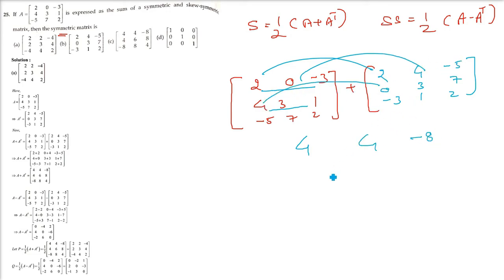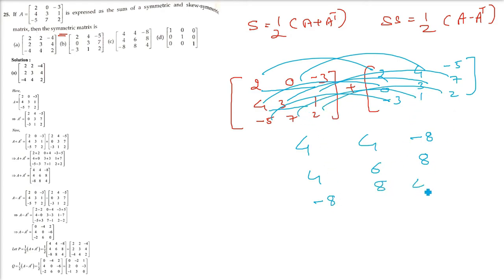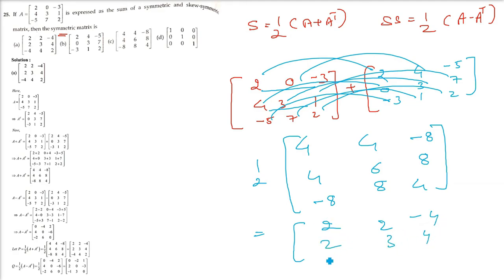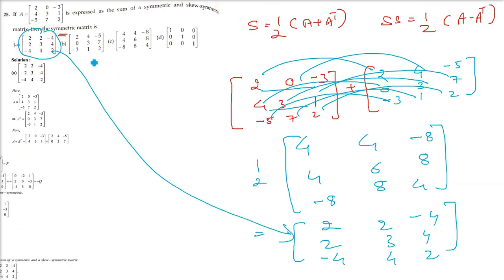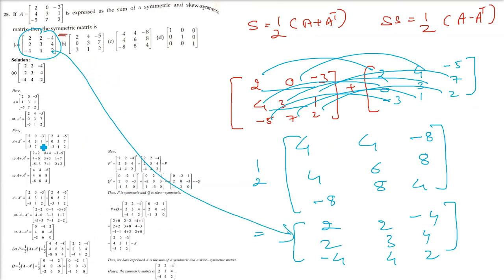So I'm just adding, 2 plus 2 is 4, 0 plus 0 is 0, 4 plus... this is 3 3, 6 7 1 8, minus 5 minus 3 is minus 8, 7 plus 1 is 8, and 2 plus 2 is 4. Okay, so now we have to divide it by 2. So divide everything by 2: 2 2 minus 4, 2 3 4, minus 4 4 and 2. Now you just have to see this answer. This is the answer. This option A is the correct answer. This is the whole process which has been described, but you just have to do half of A plus A transpose.